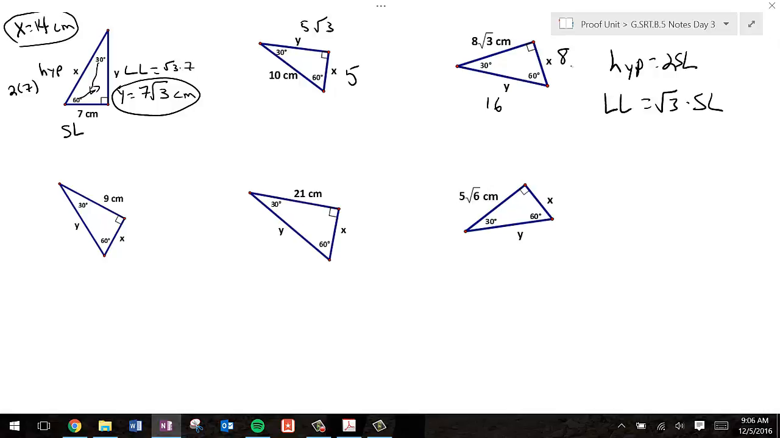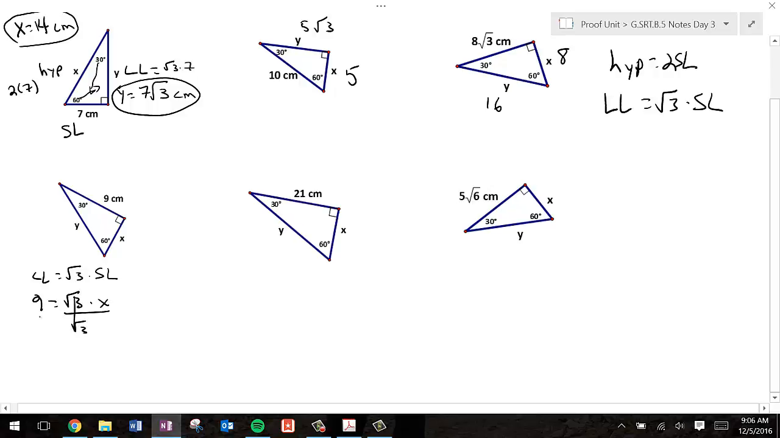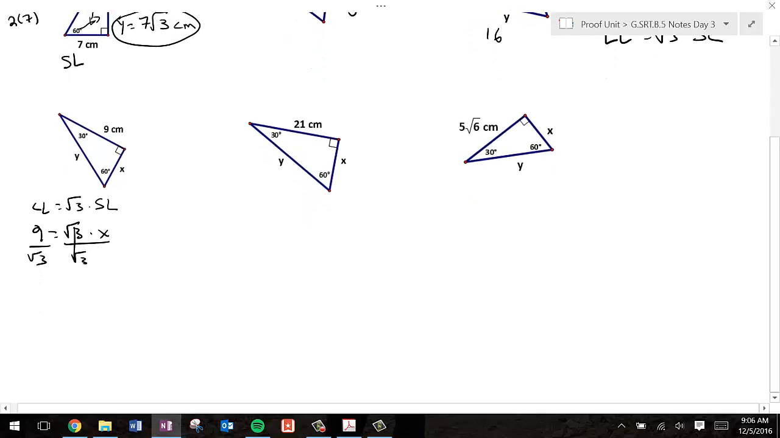Now what we really run into is when we get a problem like number 4 here, where they gave us the long leg, but there's no radical for us to divide out. So in order to solve this, we set our long leg equals square root 3 times the short leg. So I'd have 9 equals square root 3 times x. I'm going to divide both sides by square root of 3, but the issue I run into is that we can't divide a number by a radical. So we have to do what's called rationalizing.